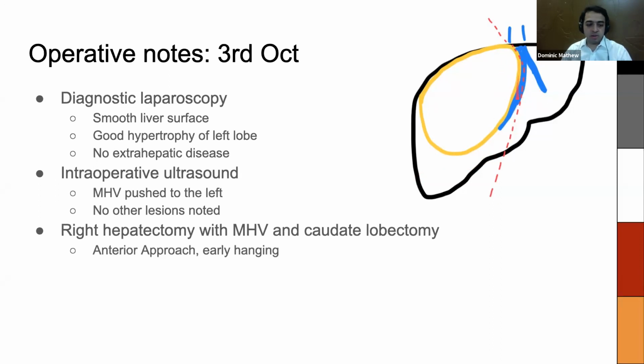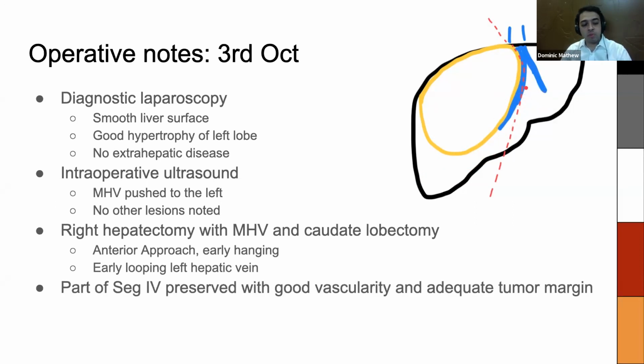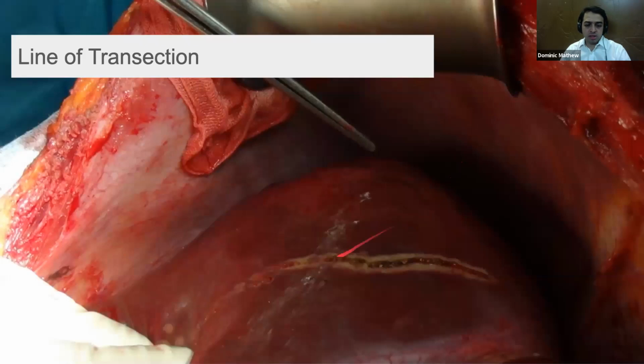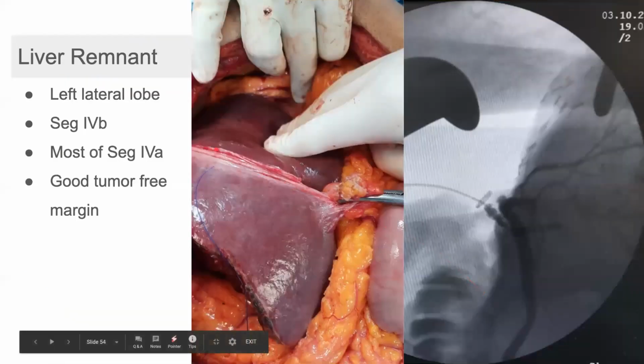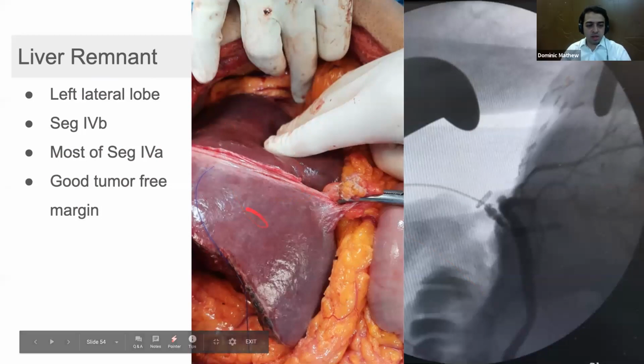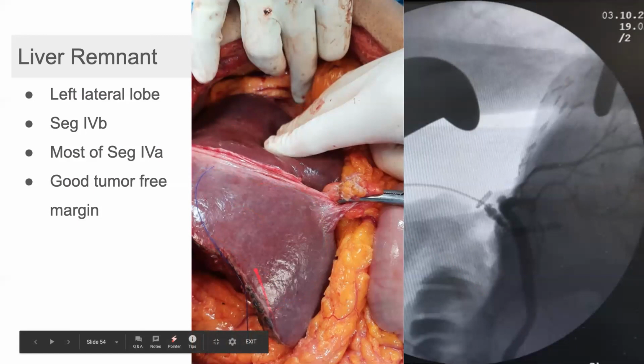We did an anterior approach with early hanging and early looping of the left hepatic vein. Now, parts of segment 4 actually could be preserved with good vascularity and adequate tumor margins. This is the line of transection. You can see that we could preserve part of segment 4. The liver remnant, you can see that large left lateral lobe, parts of segment 4A and 4B that could be preserved with a good tumor-free margin.